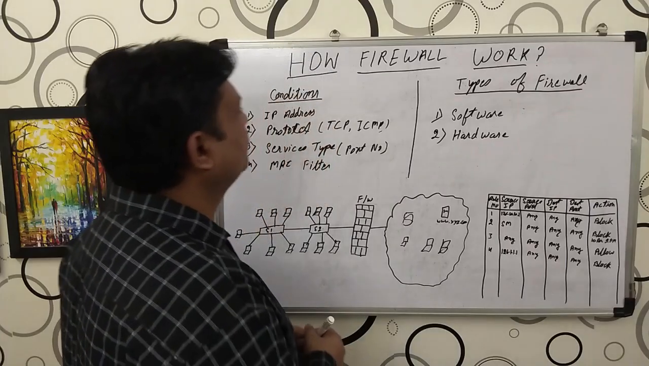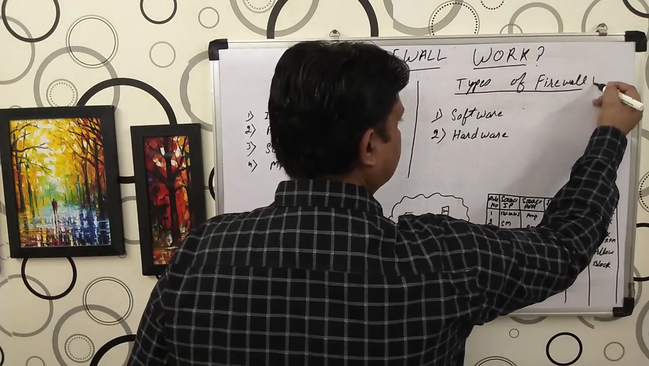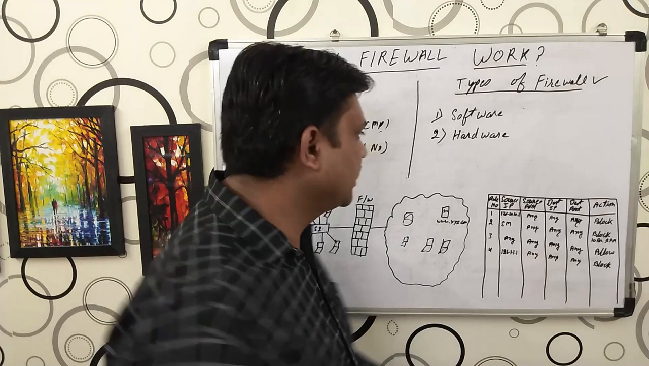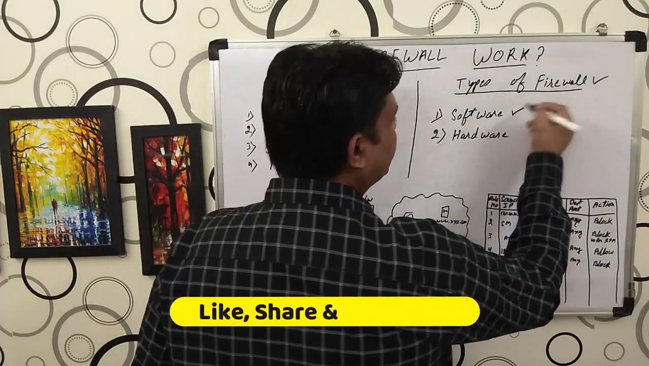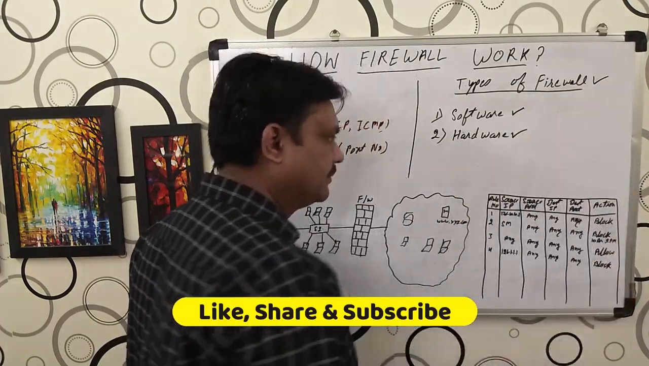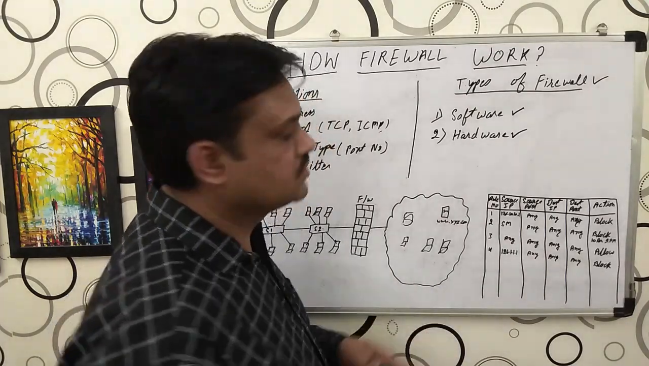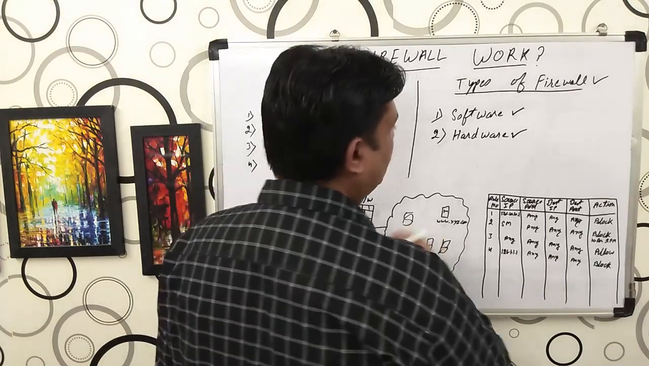So let us start with the types of firewalls, right? So how many types of firewalls are available? There are two types of firewalls available. One is software, one is hardware. So what is software and what is hardware, and where is software installed and where is the hardware installed?